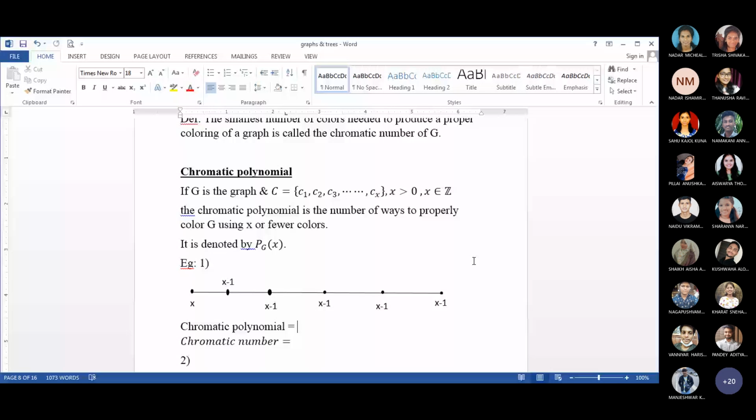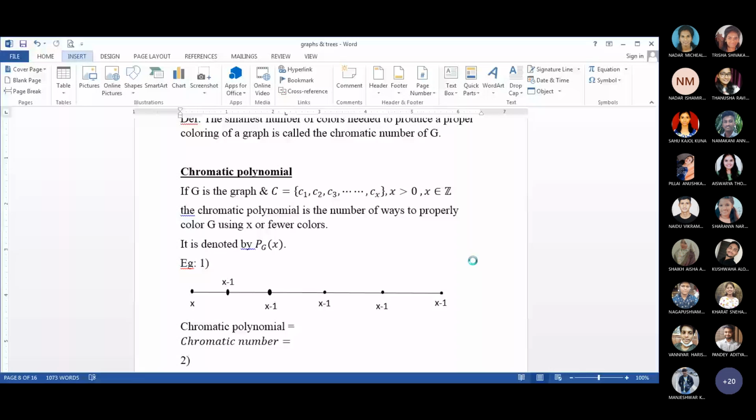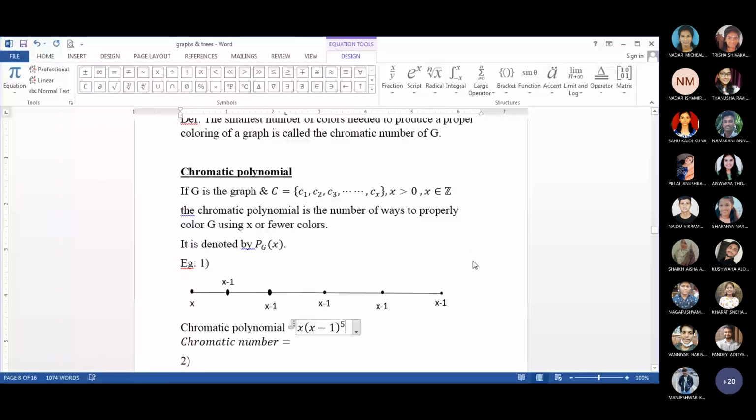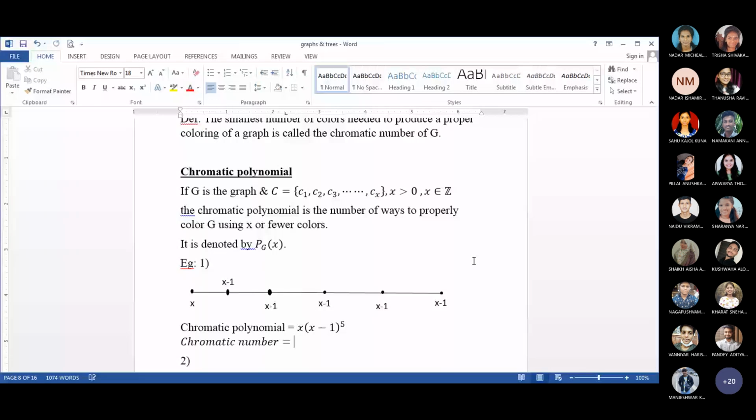फोर्थ वर्टेक्स का कलर has to be different from वर्टेक्स 3 का कलर। इसके लिए भी x-1 पॉसिबिलिटीज है। फिफ्थ के लिए भी सेम रीजन है, सिक्स्थ के लिए भी सेम रीजन है। तो यहाँ पे your chromatic polynomial will be x into x-1 raised to 5. Okay, chromatic polynomial will be x into x-1 raised to 5.